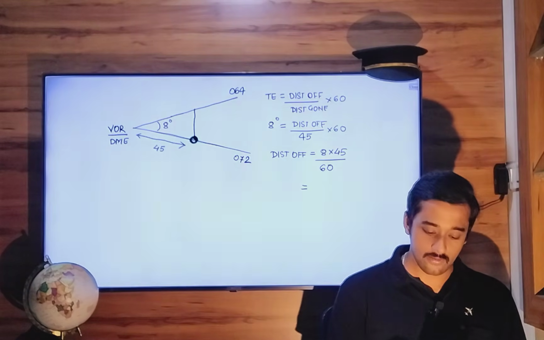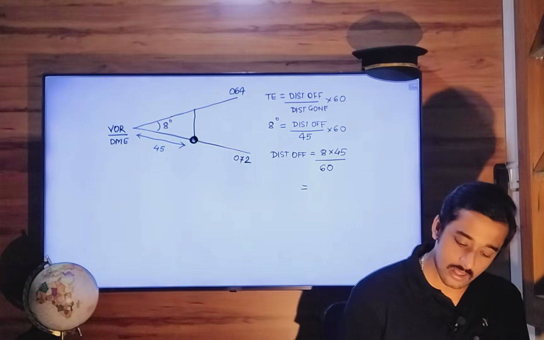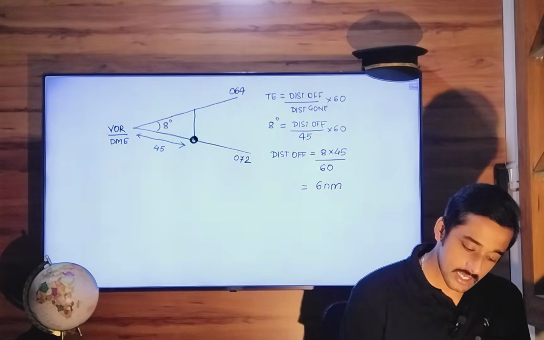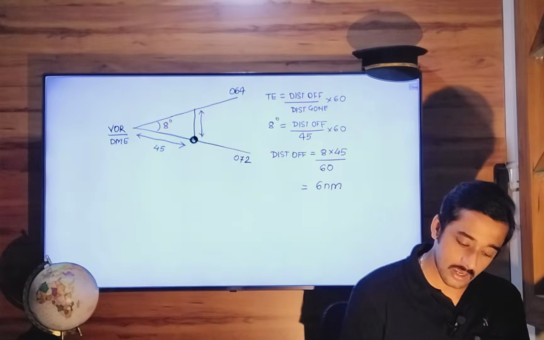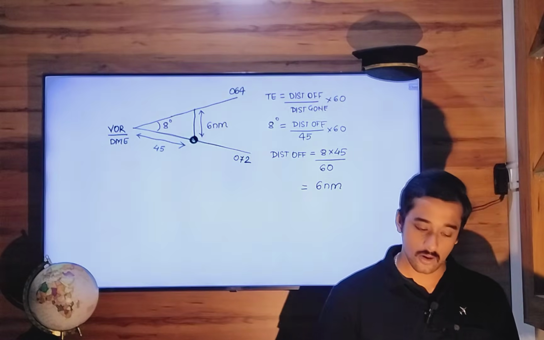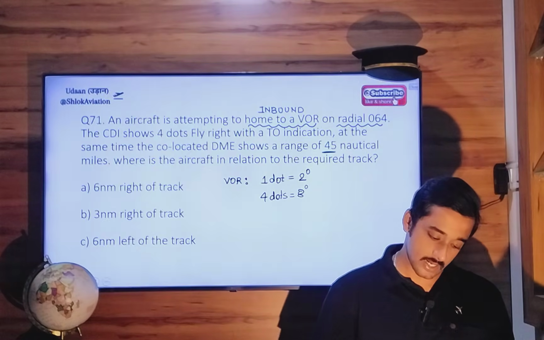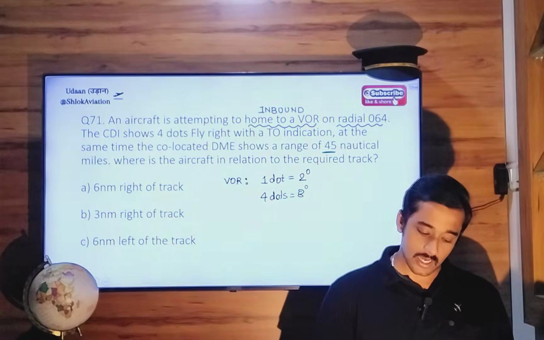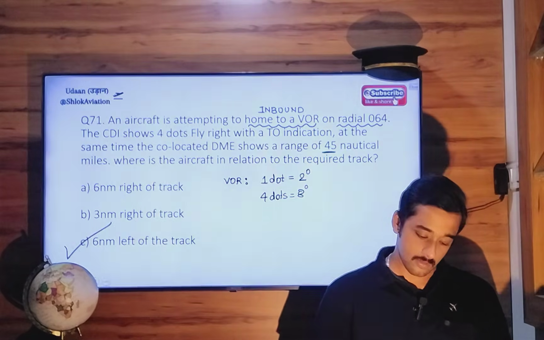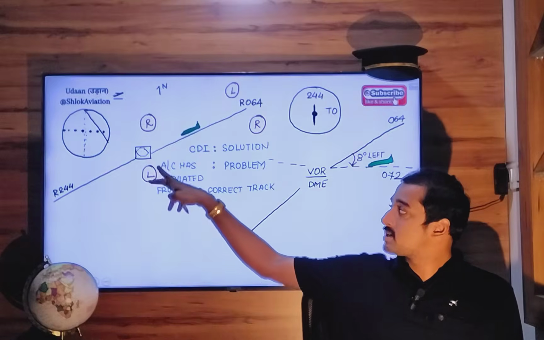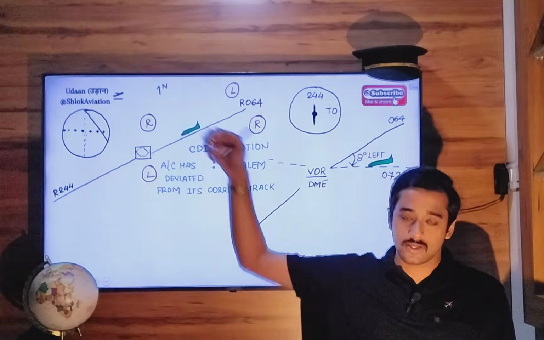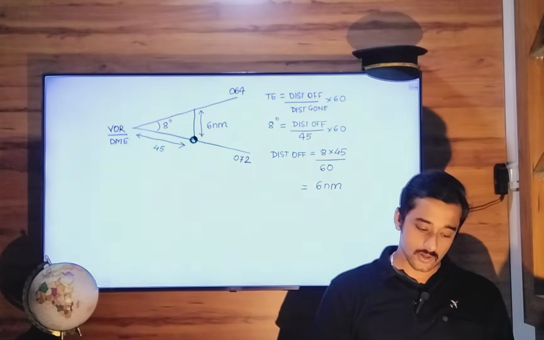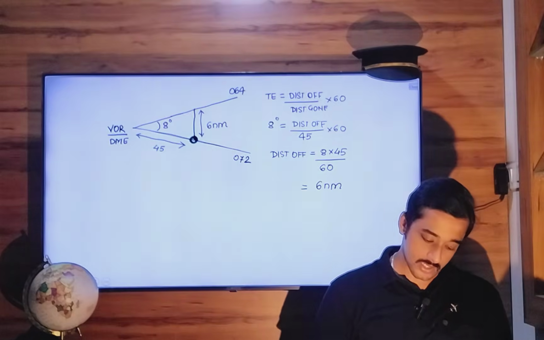8 into 45 divided by 60 is 6 nautical miles. So that means the aircraft has deviated 6 nautical miles to the left-hand side, or 8 degrees to the left-hand side. So the correct answer is 6 nautical miles to the left of track, because going inbound, this is your left-hand side, this is your right-hand side.